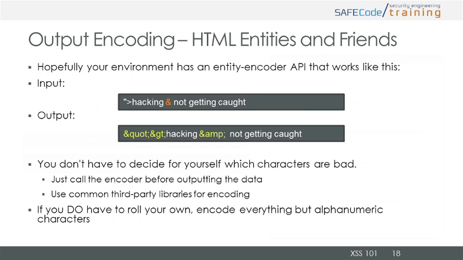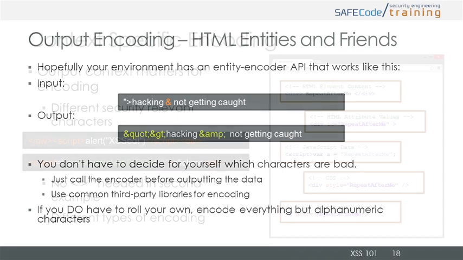And that function should give you back something like what is shown on the screen, where the special characters are entity encoded. If you don't have a function like this in your programming environment, for example, if you're writing things in C and developing more of a framework on your own, you might need to roll this yourself. If you do, be sure you're encoding not just less than and greater than signs, but all characters that are not alphanumeric. The reason for this is that if you take a blacklist approach, meaning that you define only certain characters to encode, you will likely miss some attack vectors.